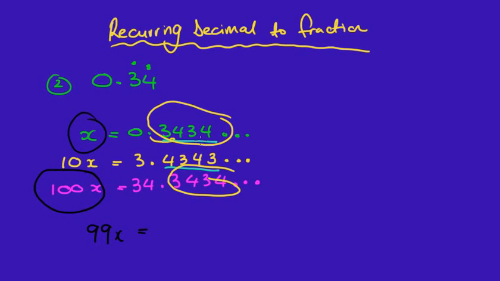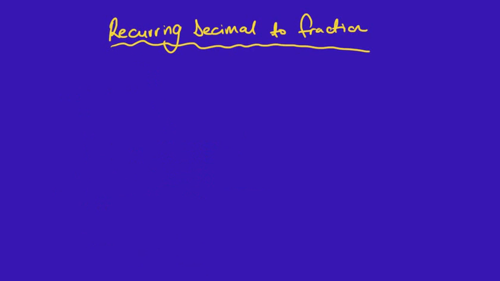34.3434 minus 0.3434 is just going to equal 34. Therefore, x is going to equal 34 over 99. Sometimes this might be able to simplify down. In this case, it's not, because only 2 goes into that. Okay, that's a double digit recurring. They do get more challenging, I'm afraid.